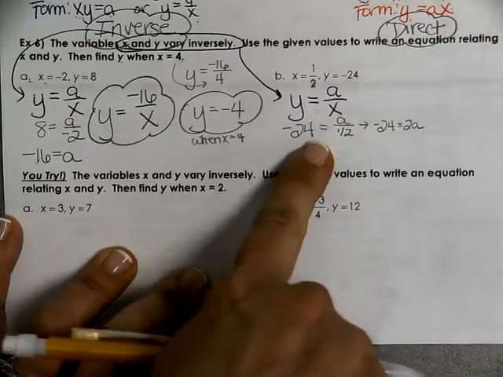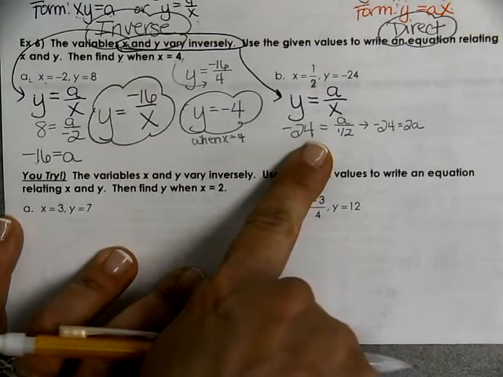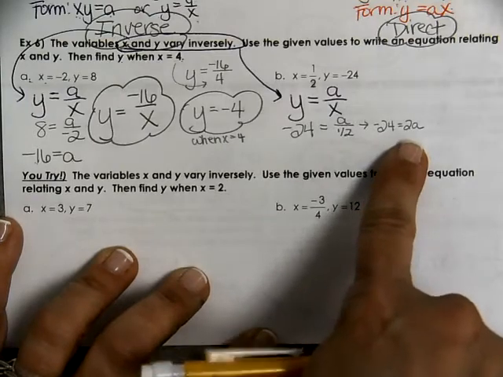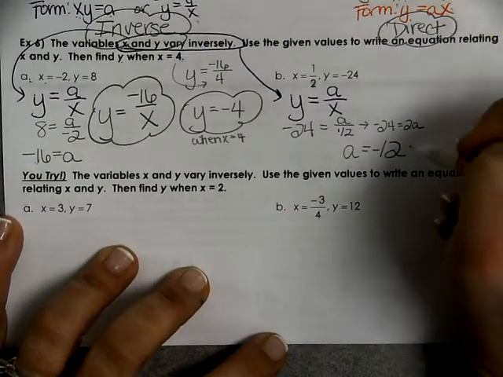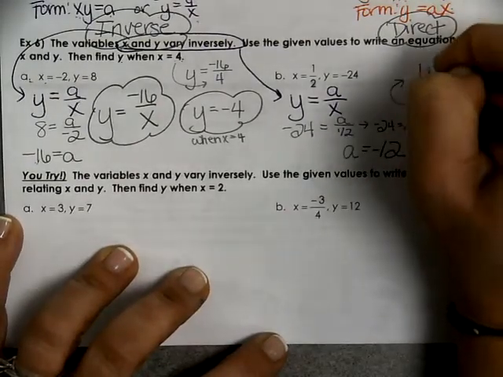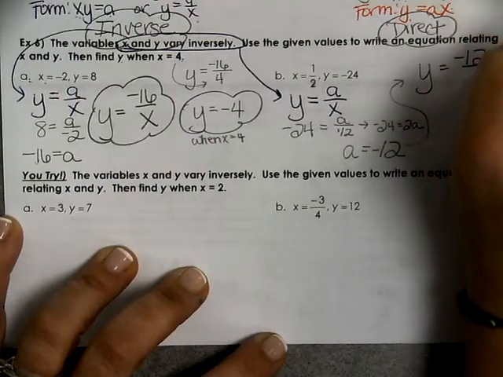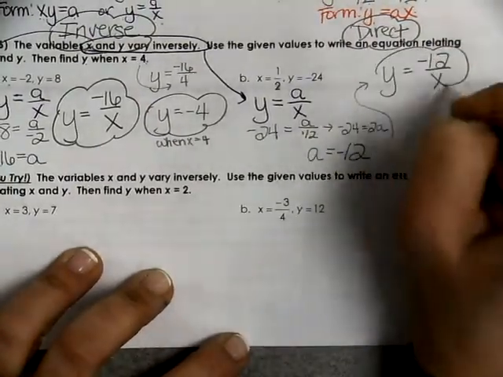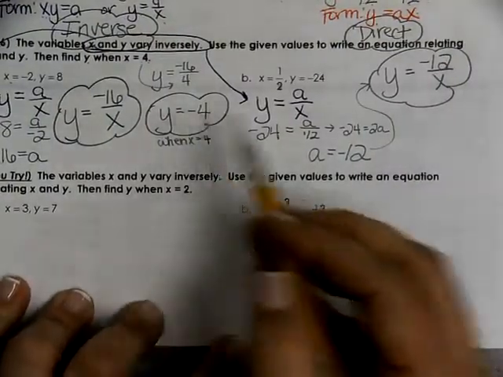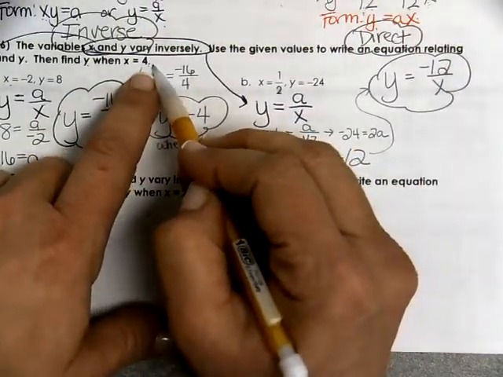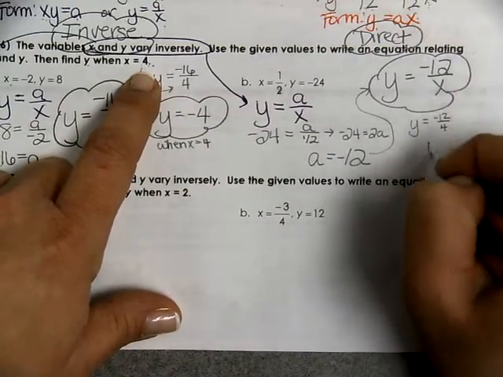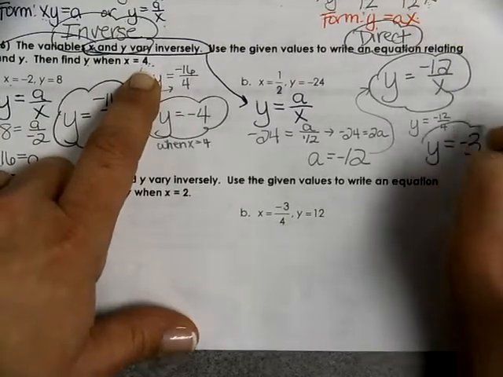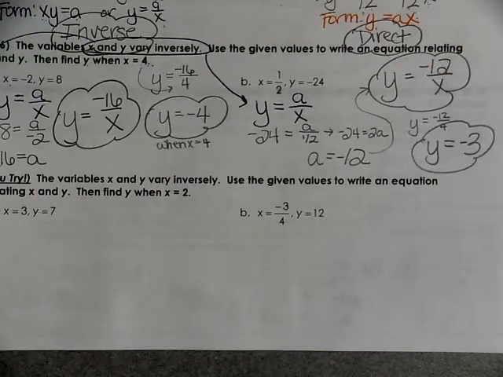So if you keep it this way, you can either multiply by 1/2, or if you think about it this way, you can divide by 2. Either way, we get that a is -12. So therefore, our equation is going to be y equals -12 over x. There's your equation. Now we want to find out what happens when x is 4. So we'll take -12 over 4, and we find that y is going to be -3.